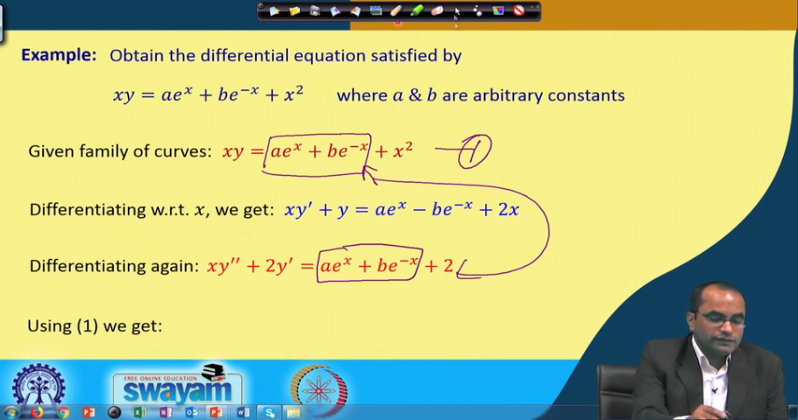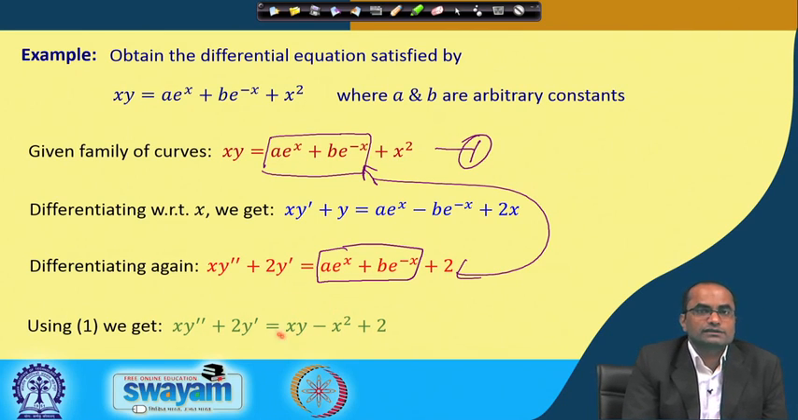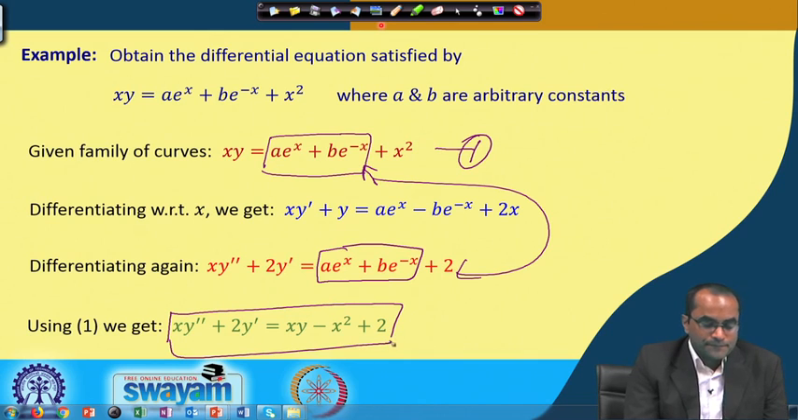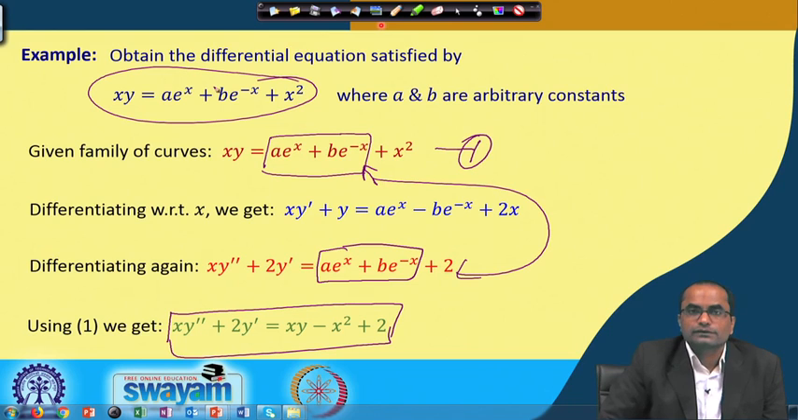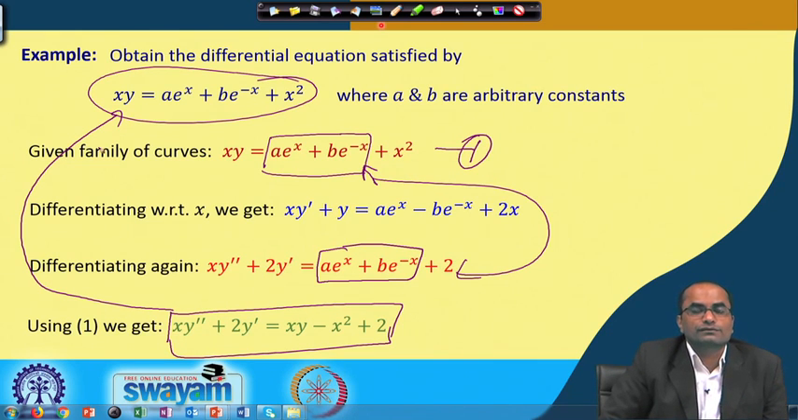So, what do we get now? We will get x y double prime plus 2 y prime is equal to x y minus x square plus 2. So, now we got this differential equation, which corresponds to this family of curves with 2 parameters, or in other words, the solution of this differential equation is nothing but this given 2 parameter family of curves.